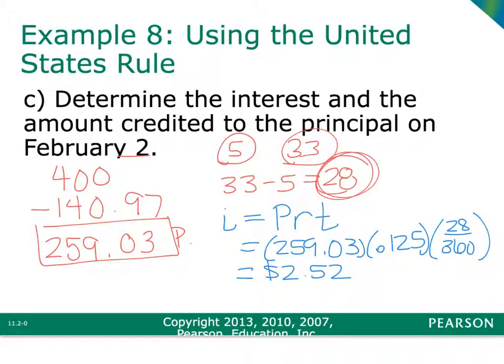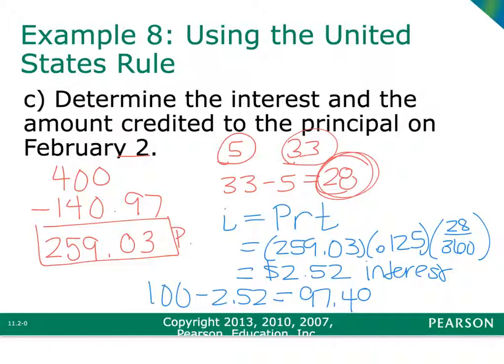Okay, so of her $100 payment this time, $2.52 went to interest. And if you take 100 minus $2.52, then $97.48 went to principal. Okay?